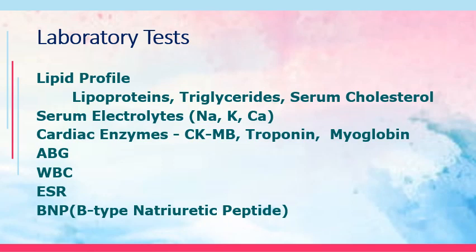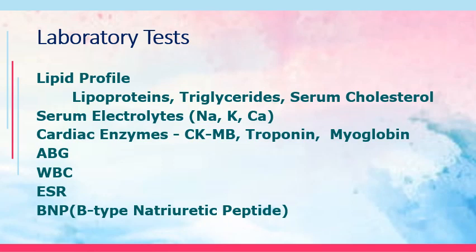Then another early marker for MI is your myoglobin. It is a low molecular weight protein found in the cardiac and skeletal muscle. But take note, you have there the term skeletal muscle. So an increase in your myoglobin may also be indicative of skeletal muscle damage and not only your cardiac muscle damage.